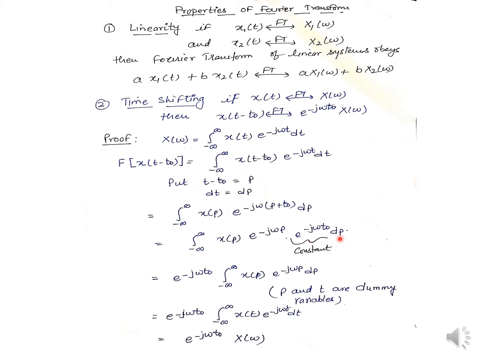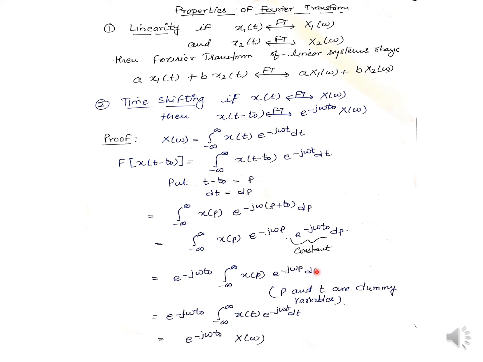If you see, we are integrating with respect to p, so you can see there is nothing here which is a function of p. So you can say this is a constant, you can take it outside the integration, and rearrange it. So it's e raised to the power minus j omega t naught times the integral from minus infinity to infinity of x(p) e raised to the power minus j omega p dp.